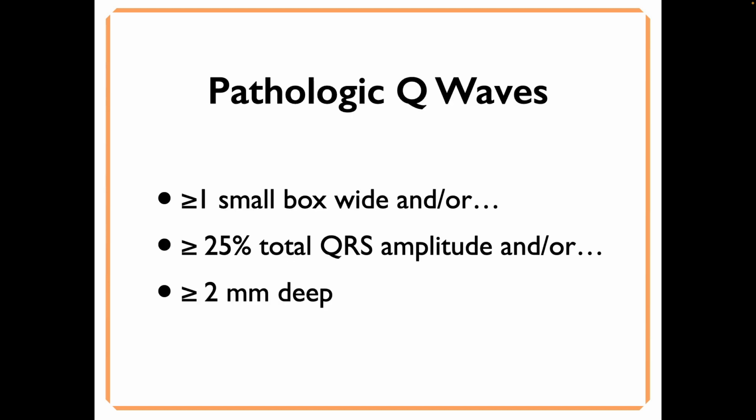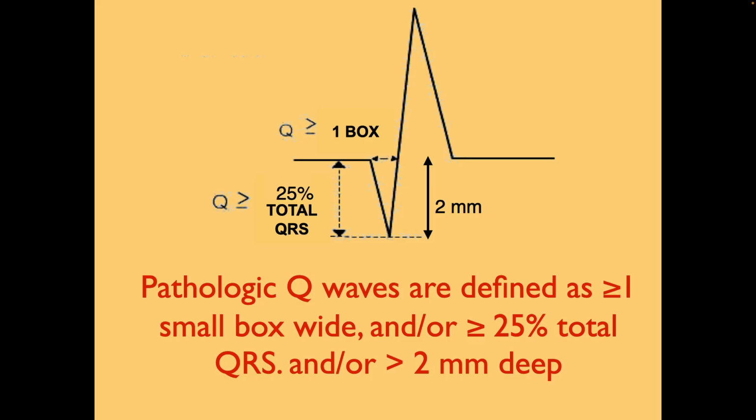We'll see a picture in a minute because it's hard to figure out exactly what this means. We think of a Q wave as a large pathologic Q if it is greater than or equal to one small box wide at the top, and/or greater than 25% of the total QRS amplitude, and/or greater than or equal to 2 millimeters deep. So what does all that mean?